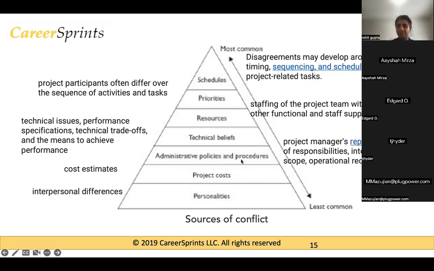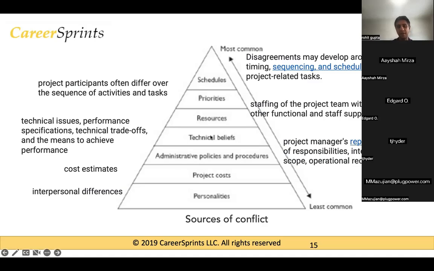Next is administrative policies and procedures, right? Then it says project managers reporting relationships, interface relationships, scope, operational requirements. So these are also some reasons for conflict, right? So this could be, for instance, who should be reporting to whom, right? Which team should be interfacing with which other team? What would be the operational needs of the project, right? So if there is a disagreement on these areas, right, then this can also result in a conflict.